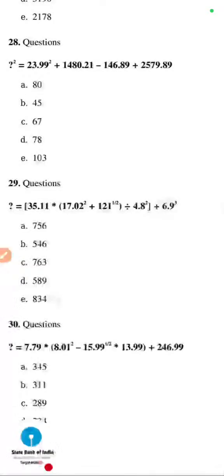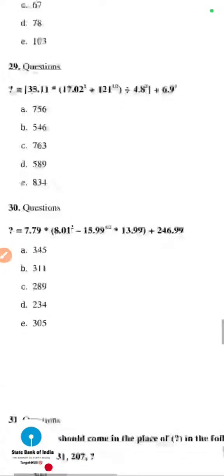So we get 420 in the braces plus 6.9 cube, means it is 7 cube, which is 343. So sum of all these we have 763. So answer will be option C, 763. Next, question number 30.